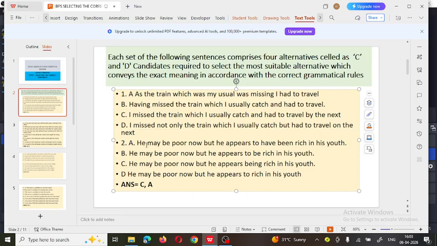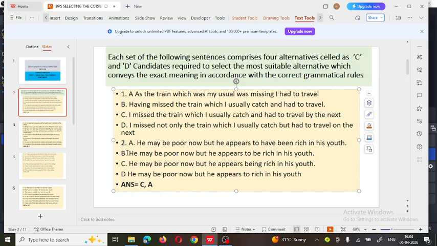Second sentence. He may be poor now, but he appears to have been rich in his youth. So the sentence is joined by the conjunction but. He may be poor now is the first part of the sentence. He appears to have been rich in his youth is the second part of the sentence. And they are connected with the conjunction but. So it is a type of compound sentence.